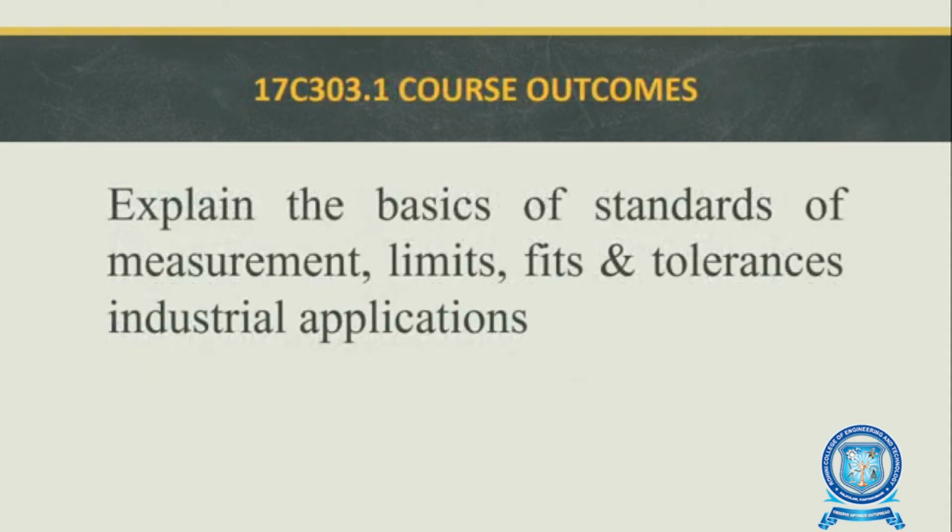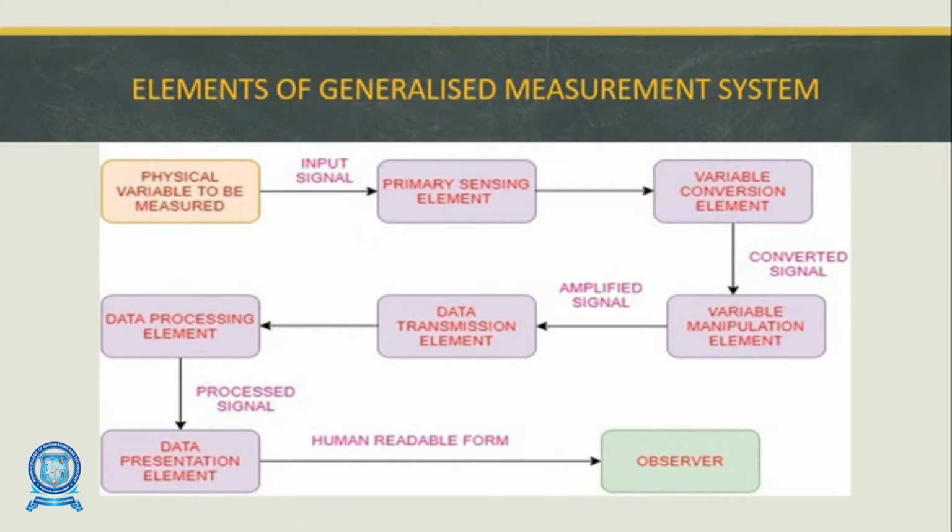Okay, what is my course outcome? Course outcome is nothing but by the end of this unit, what are the things we learned from this first unit? Here in first unit, we discussed about the standards of measurements, limits, fits and tolerances in the usage of industrial applications. Today we are going to discuss about the topic, elements of generalized measurement system.